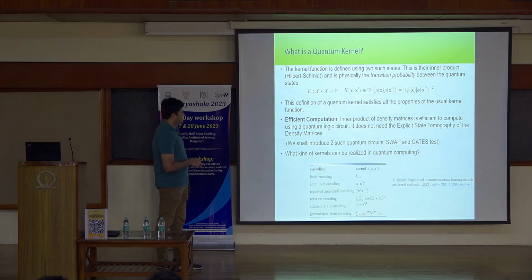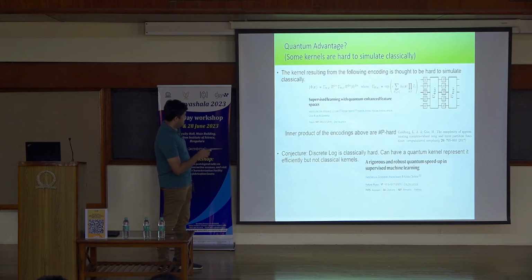So what kind of kernels can be realized in the quantum setting? I'd urge you to go look at this paper. It's a 2021 arXiv paper. So these are all of the kinds of kernels. So you can also get the Gaussian kernel. This is very widely used in classical kernel methods. Okay, so I'm keeping this portion extremely short.